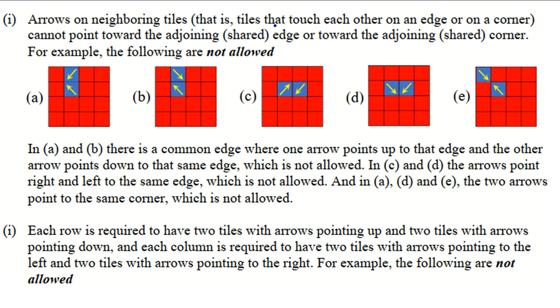Neighboring tiles, that is tiles that touch each other on an edge or on a corner, cannot point toward the adjoining shared edge or toward the adjoining shared corners.